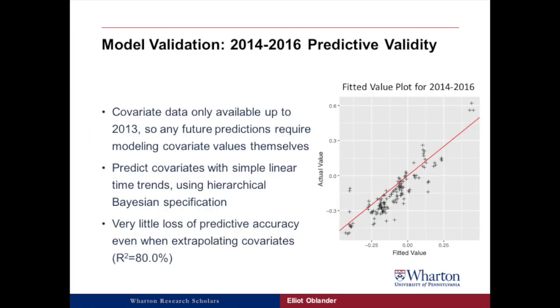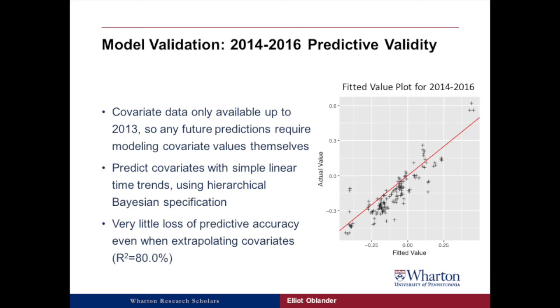Next, beyond just looking at the inferences from the model, we'd also like to be able to test the model's ability to predict beyond just the in-sample data. We only have covariate data up to 2013, and so any future predictions requires also modeling the covariates. So in this example, we just use simple linear time trends using a hierarchical Bayesian specification for estimating the time trends, similar to how we estimated the full model.